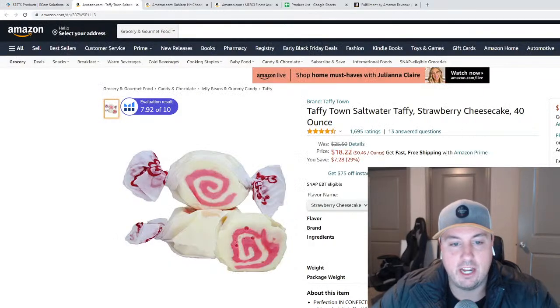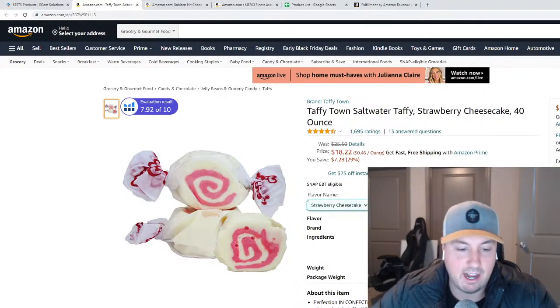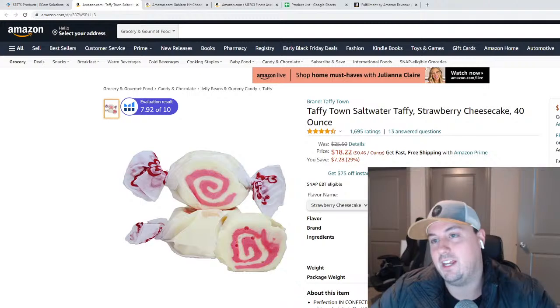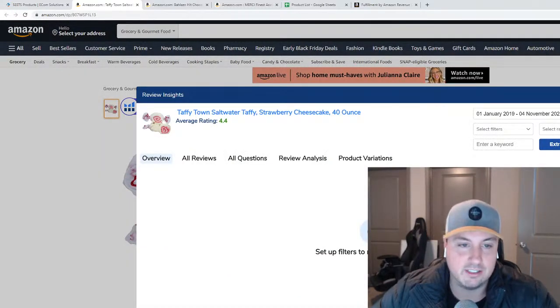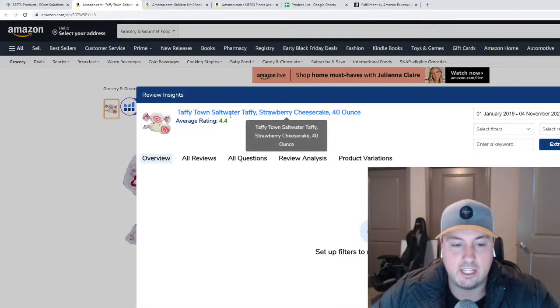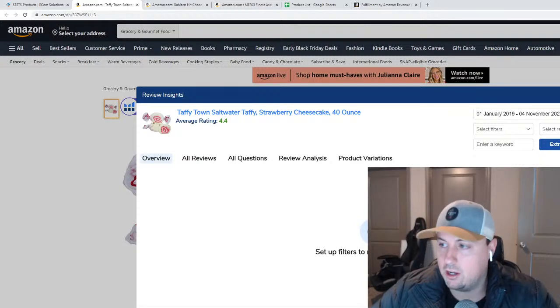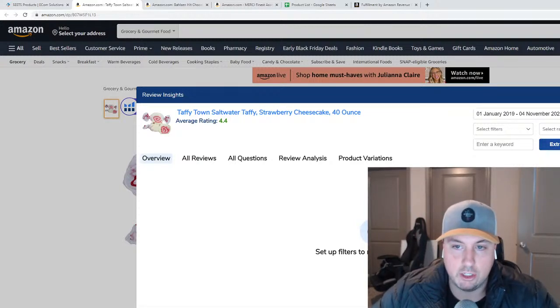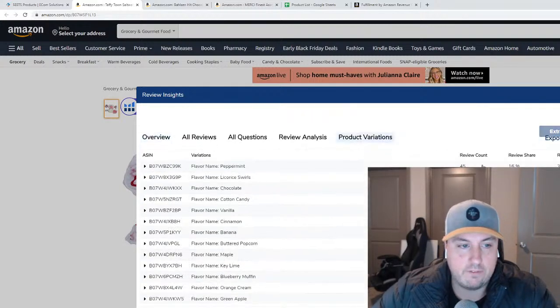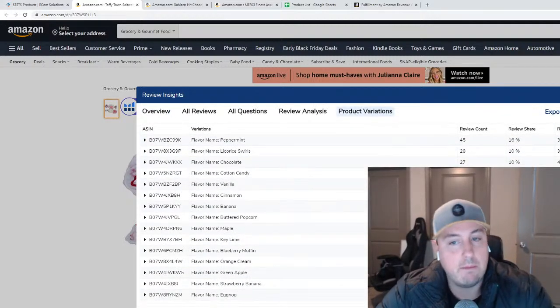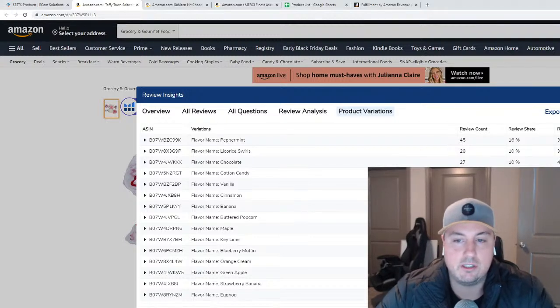The way I figure out the variations, and this is a golden nugget, I found this out through Skype, through someone who is very big in wholesale, who does millions and millions of dollars a month. So the information I'm giving here is pretty valuable. If you're watching, just remember this is how you do variations. You're going to want to look at the number of reviews per variation. You can do that by extracting the reviews using Helium 10. And then you can go to product variations here. And as you can see, the peppermint has 16% of the reviews.